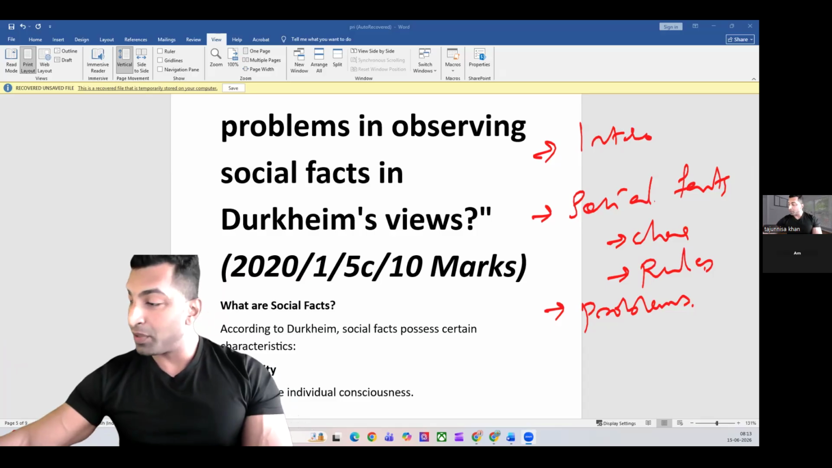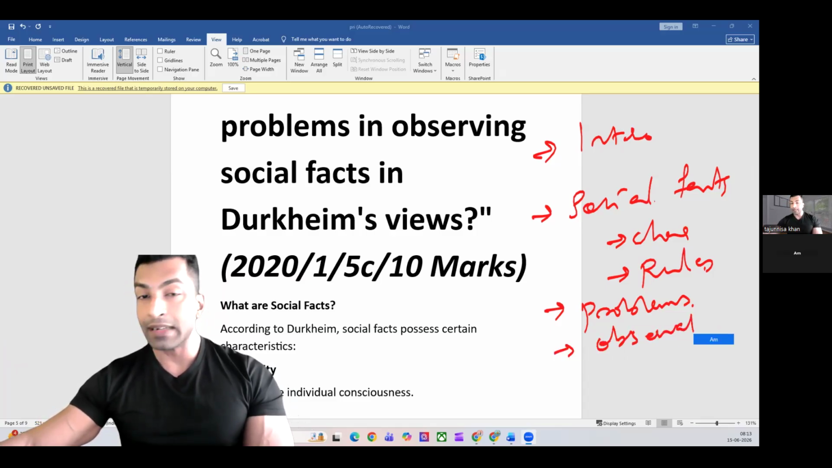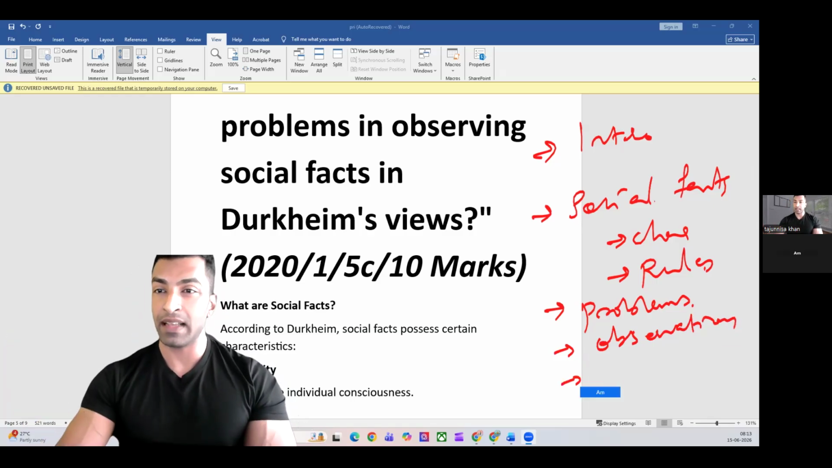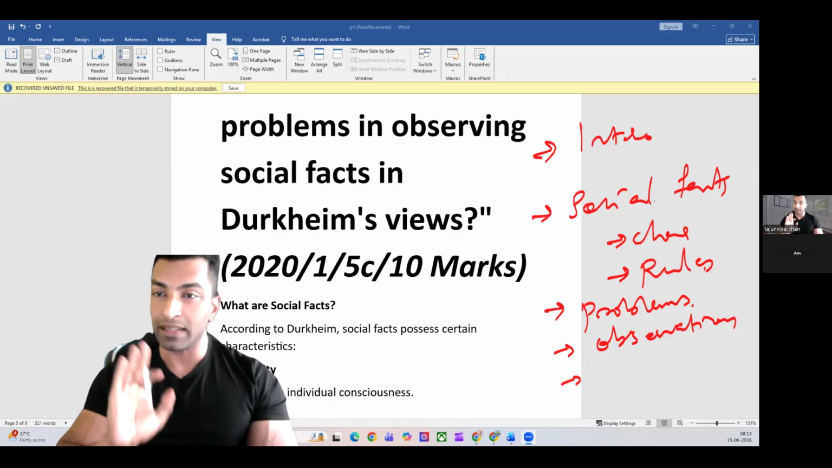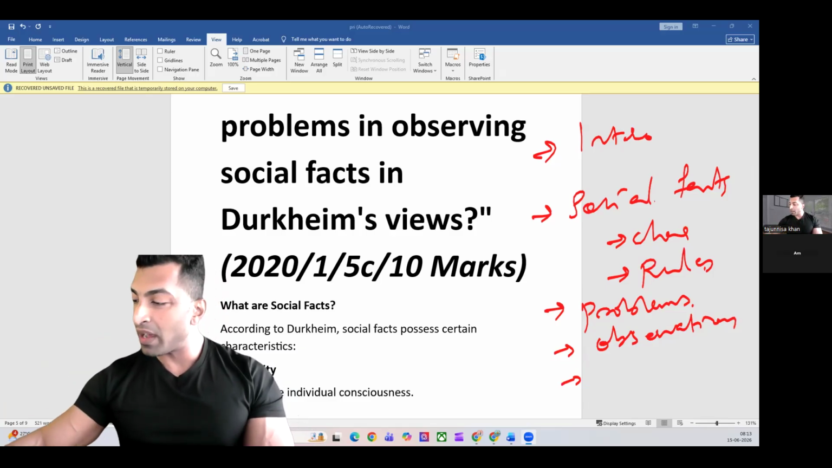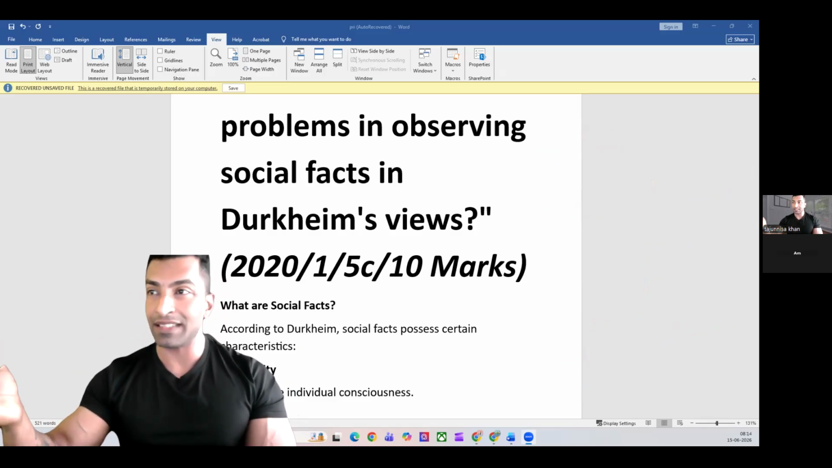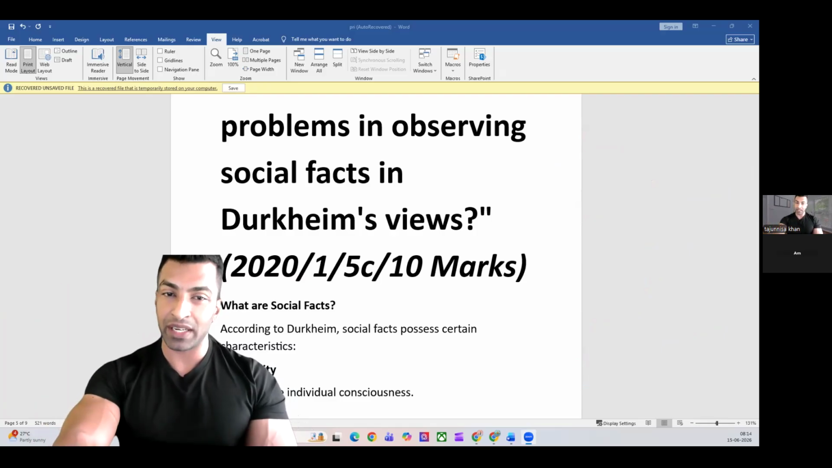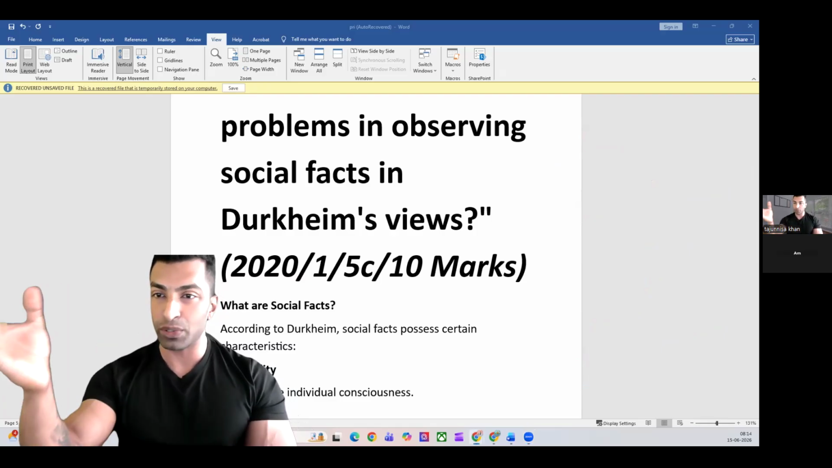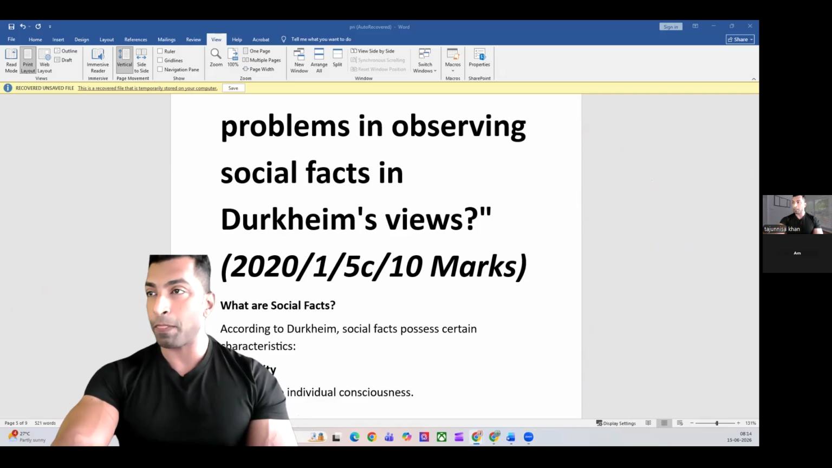Okay, so Durkheim's method of observation, rules of observation and its limitation, and problems in observing social facts, and the critical evaluation and then the conclusion. So if you are ready, now either you can start writing an answer, or I'll give you an introduction, I'll give you a conclusion and I'll give you the points also, that you can take down.